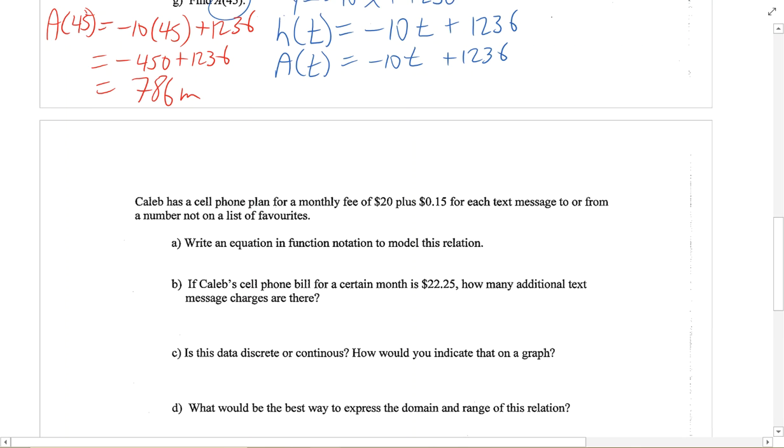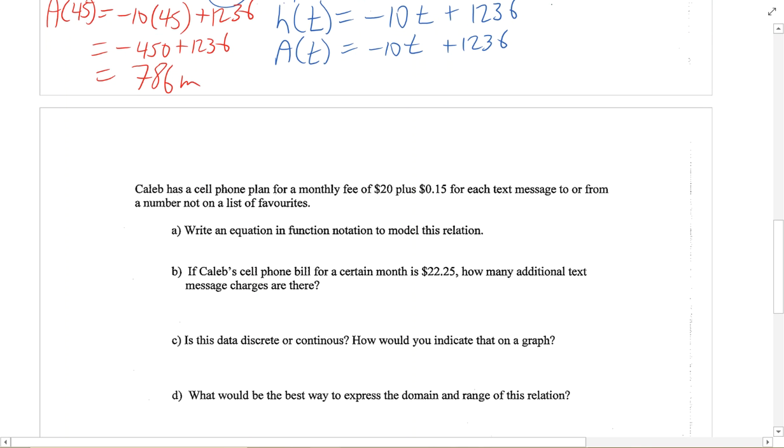Next one here is the cell phone plan. So looking at the words, we're going to make up our equation, okay? So this is a little dated, okay? So we're not paying for text messages anymore. You pay more for data. But in the old days, they were going to float the idea that it'd be 15 cents for each text message. That would cost you a lot of money now, wouldn't it? So monthly fee is $20, 15 cents for each text message.